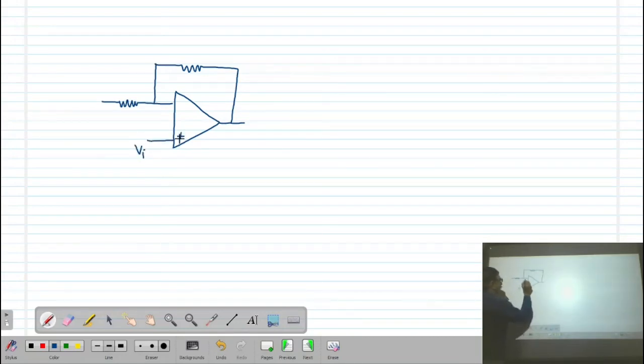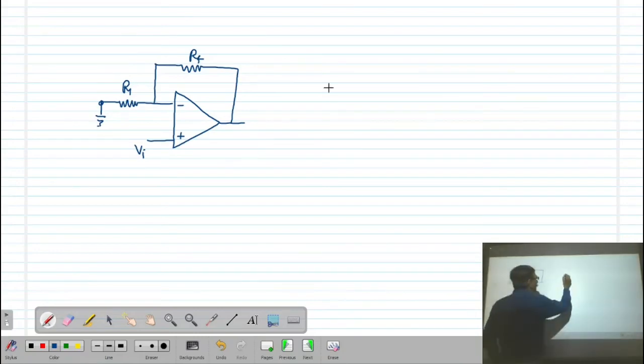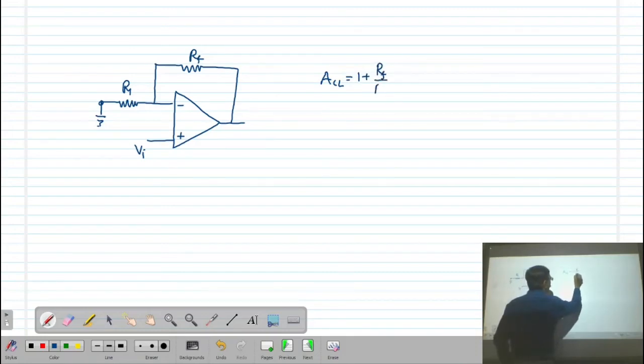Here we have connected a resistance, then in the feedback part another resistance is there, and we applied an input voltage to this non-inverting terminal. This one is R1, this is RF, and this is connected to ground. Now we know that the closed loop gain is given by 1 plus Rf by R1.